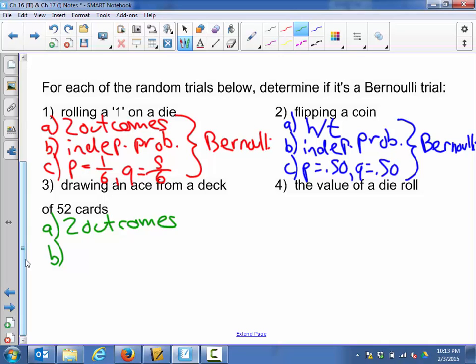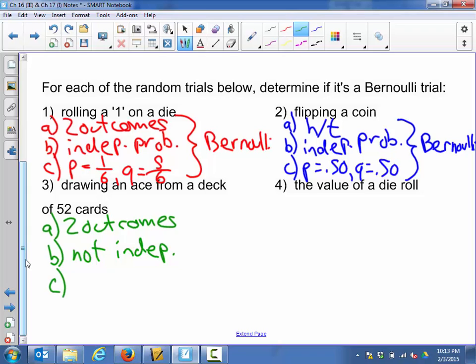They don't mention that we're replacing the card, so it looks like we do not have independence. That is to say, you drawing perhaps an ace in the first draw from these 52 cards leaves you with 3 aces remaining in the deck, which now has 51 cards, so you have changed the probability. So it's not independent. The probability of success does depend on a subsequent draw.